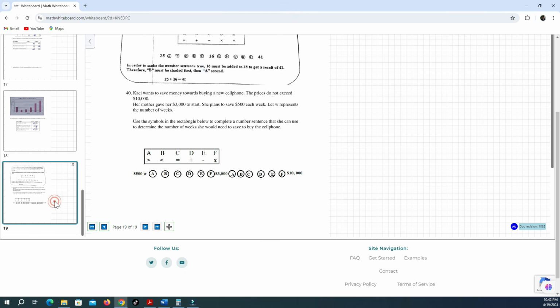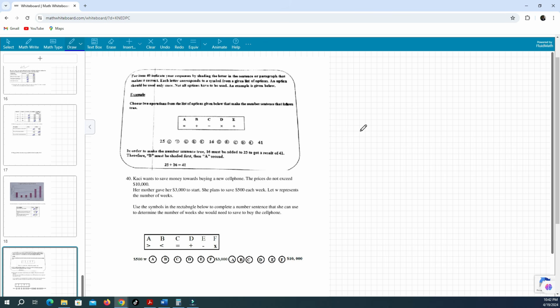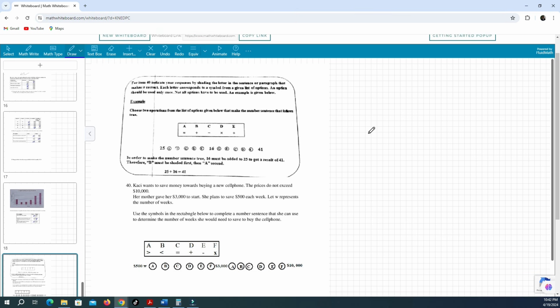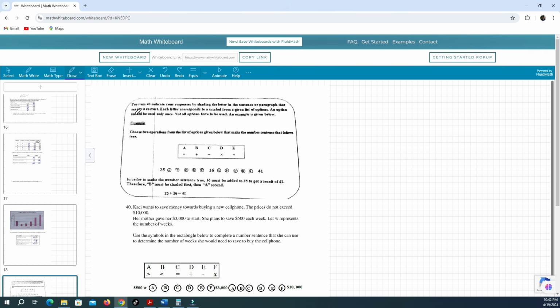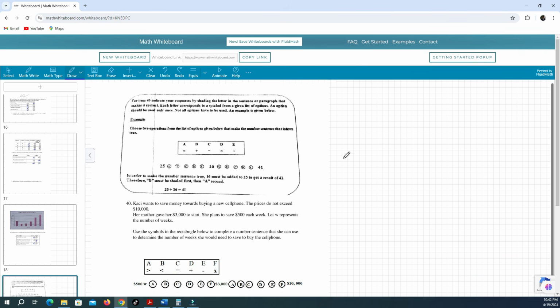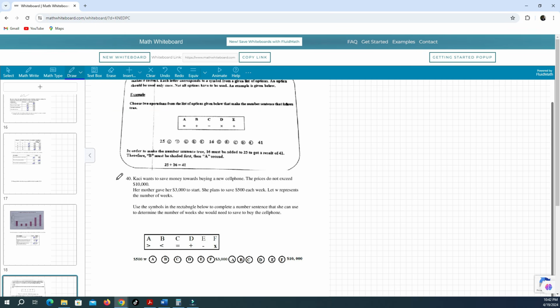Okay, what is this? Oh, I'm at the end. Man, I wonder how I'm doing. So for item 40, indicate your response by shading the letter. Okay, this is not so clear, so I'm just going to go right to the question.